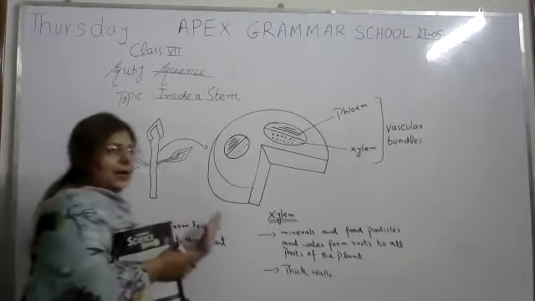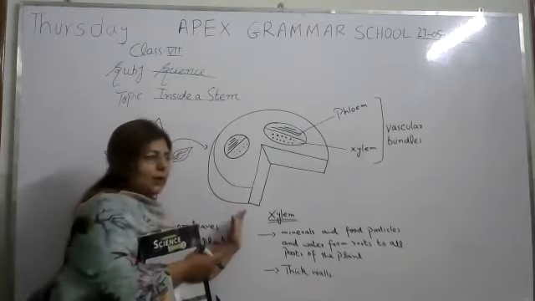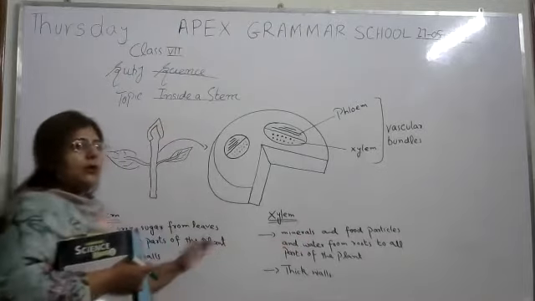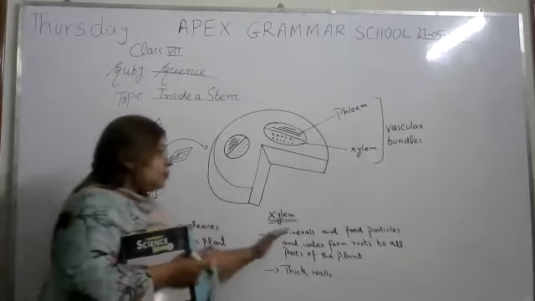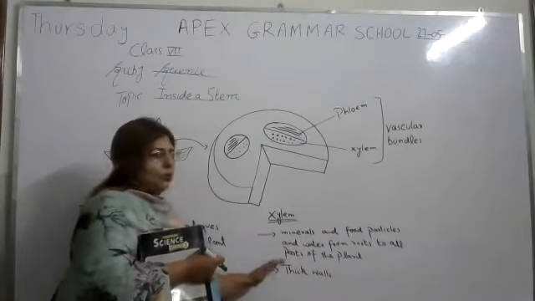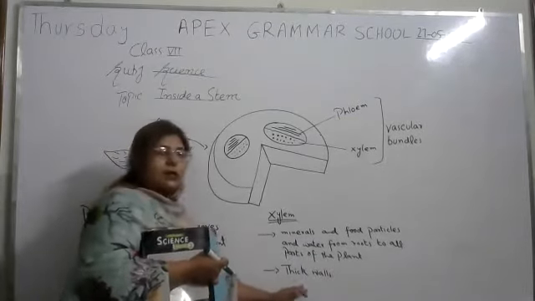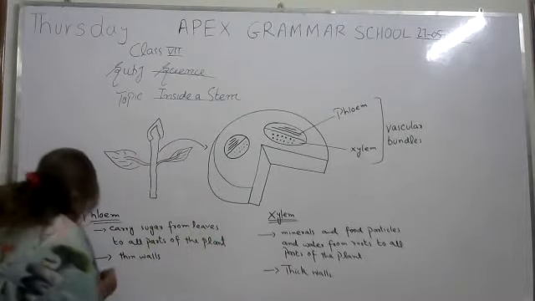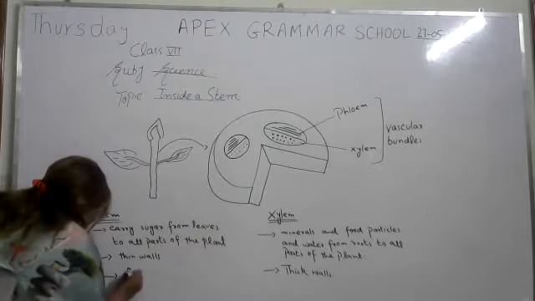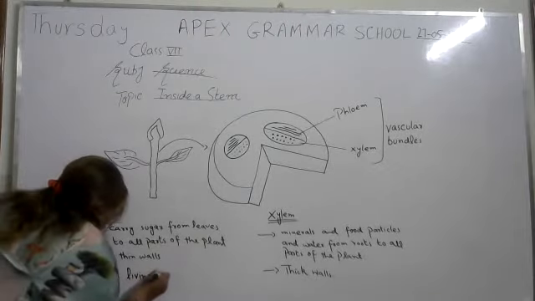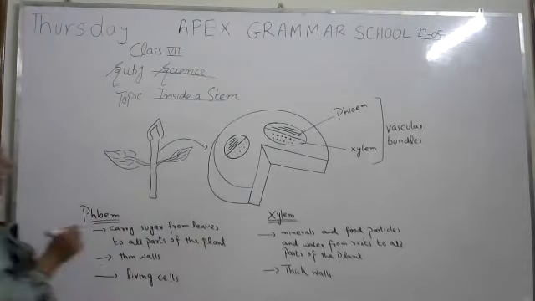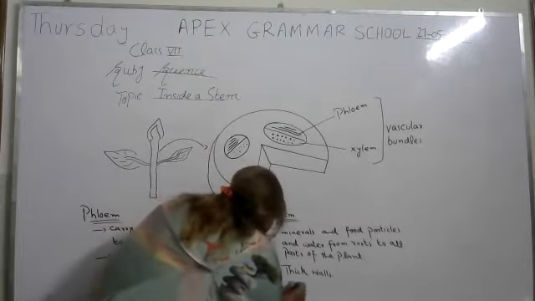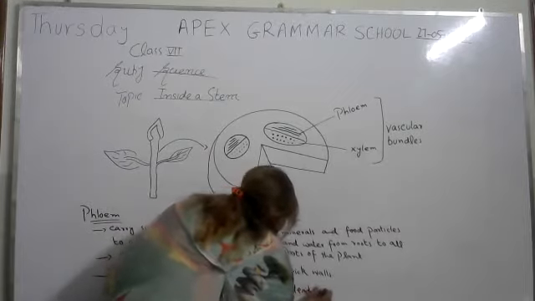If we talk about xylem tissues, their role is also very important. They carry minerals, food particles, and water from the roots up to all parts of the plant. Okay, and they all have thick walls. Now, phloem tissues are called living cells, and xylem tissues are called dead cells.